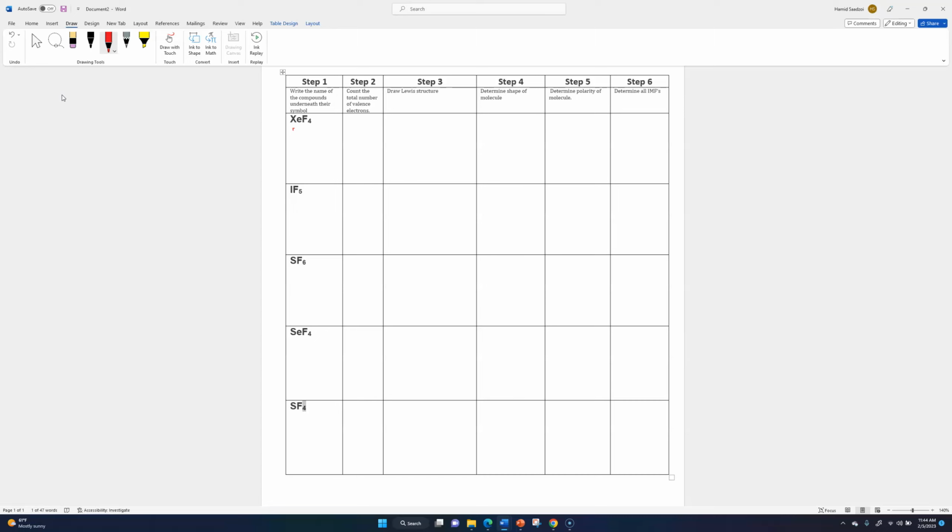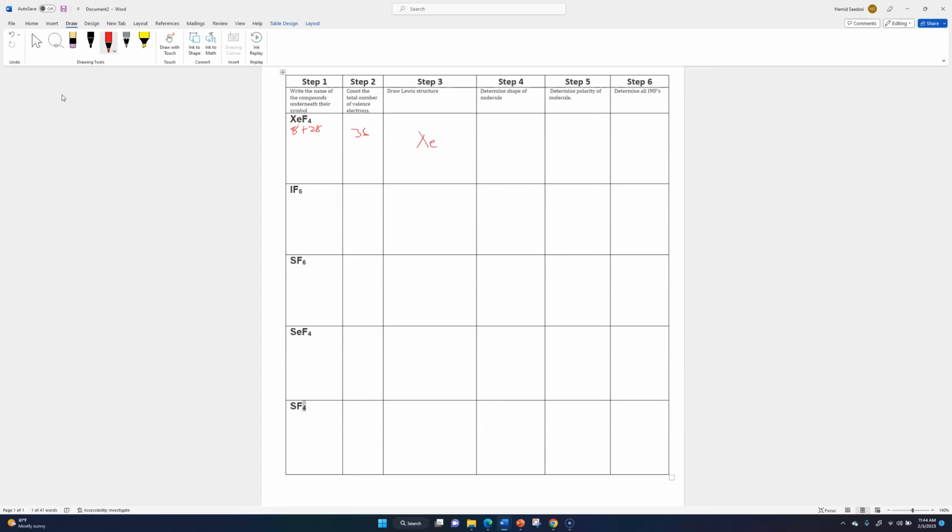So XeF4. Xe is group 8, kind of unique to have a noble gas involved, but they do have Lewis structures sometimes. 8 for that, 7 for each fluorine because fluorine's group 7, times 4 gives you 28, so you have 36 electrons. Alright, so what do you do first? Stick whatever you have less of in the middle, as always. There's your middle. You have 4 fluorines.